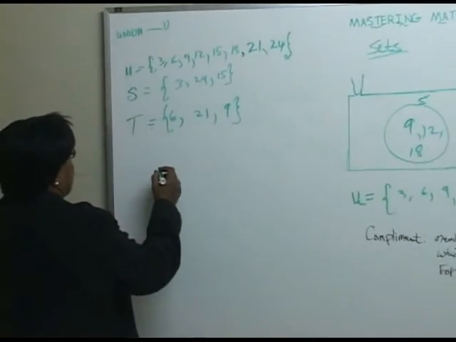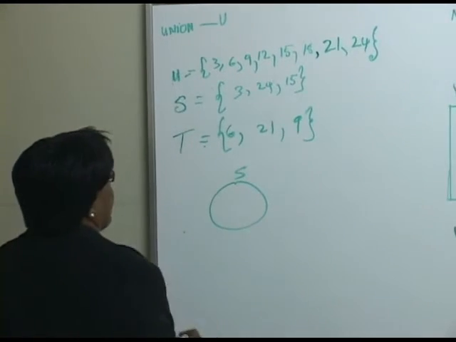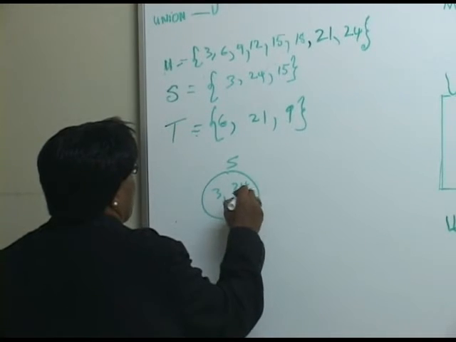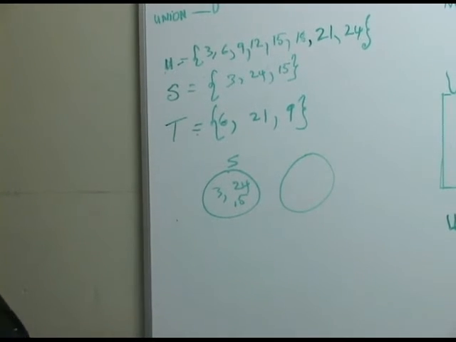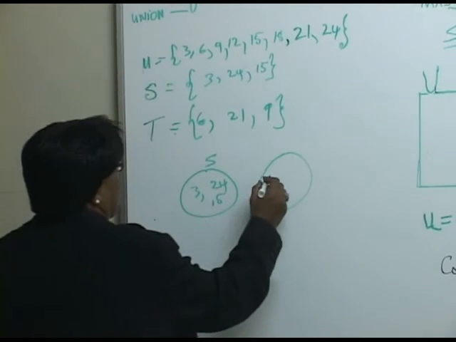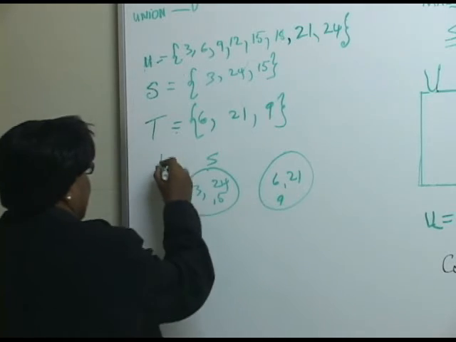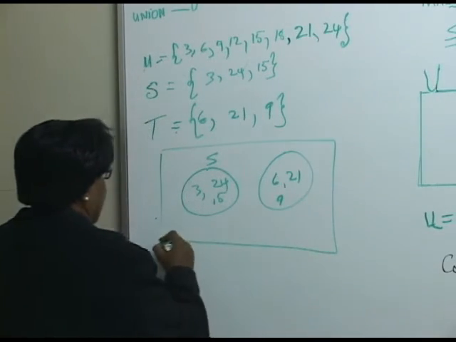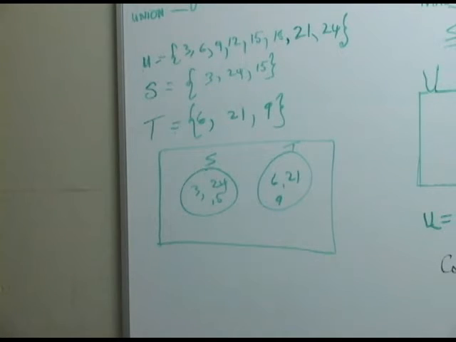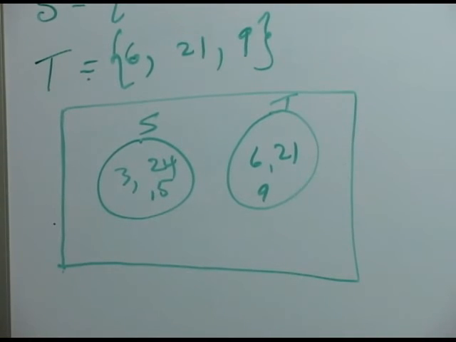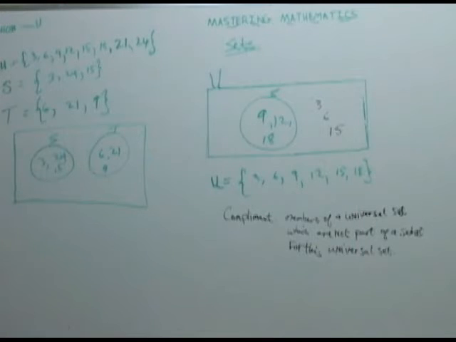So S then would be equal to our set 3, 24, 15. And T, and notice, nothing is in common, so there's no way we can make them intersect, because the members in this set would just be 6, 21, and 9. And so we call these two sets disjoint sets. Where we don't have anything in common, we call those sets disjoint sets. There is no intersection, so we can say that we have our disjoint sets for the universal set.